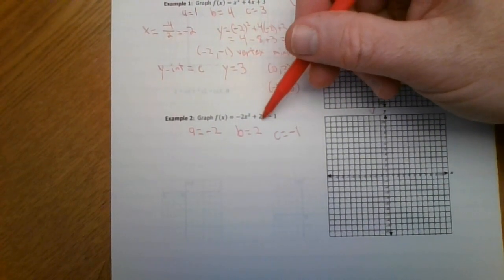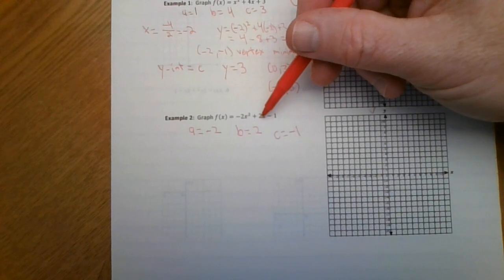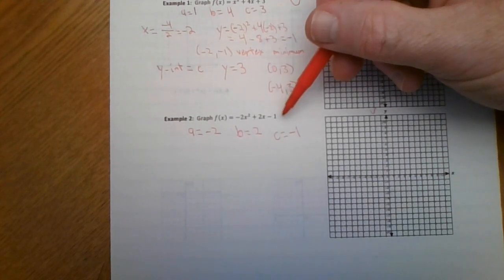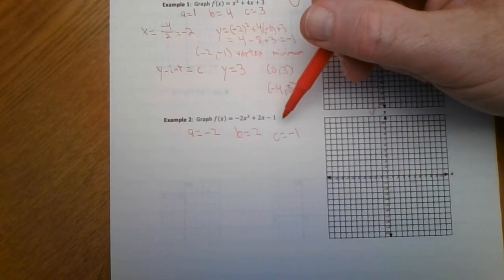Sometimes they don't have an x term in the middle. That means the b is 0. Sometimes there's no number, and the c could be 0. So you'll have to be careful about some of those things.